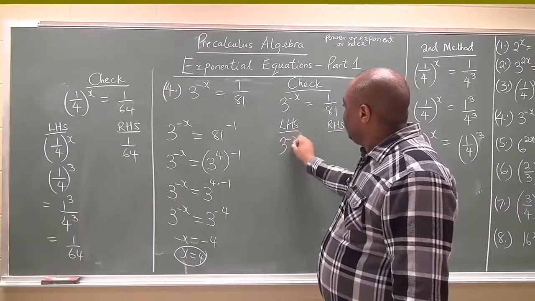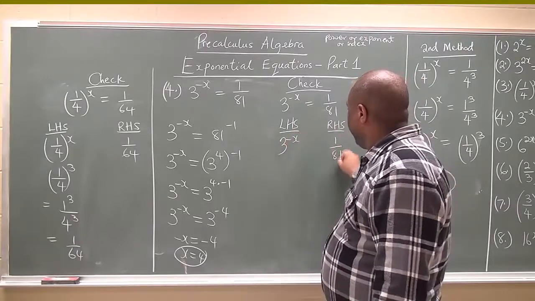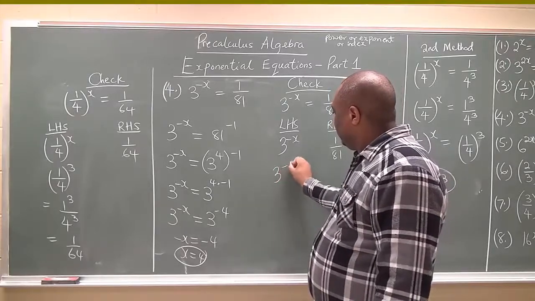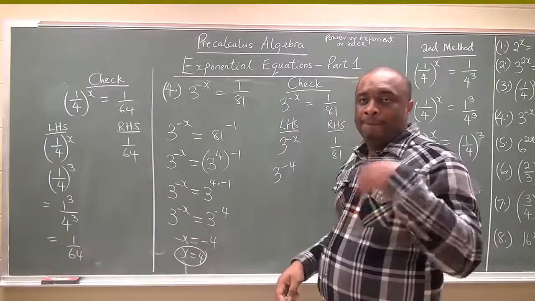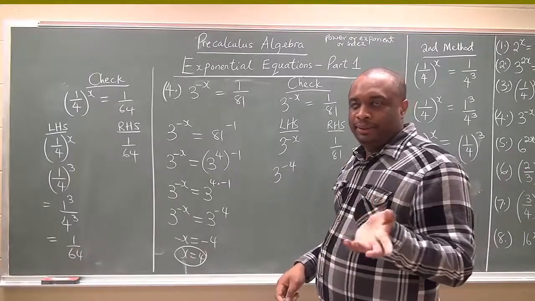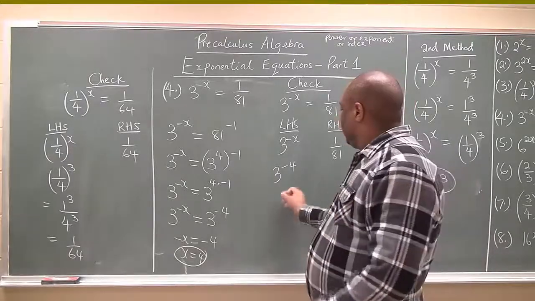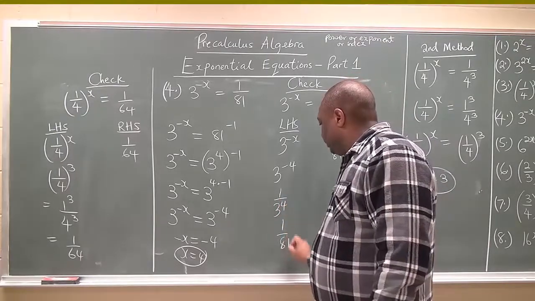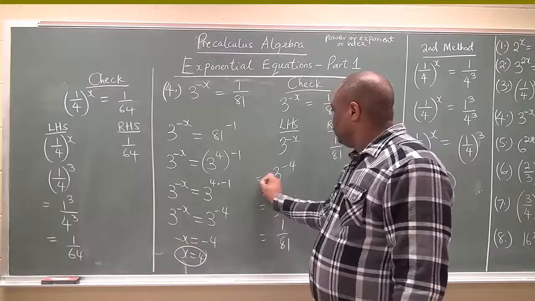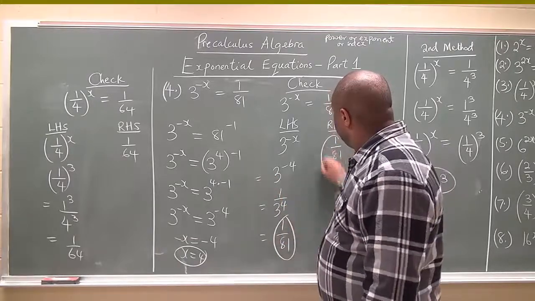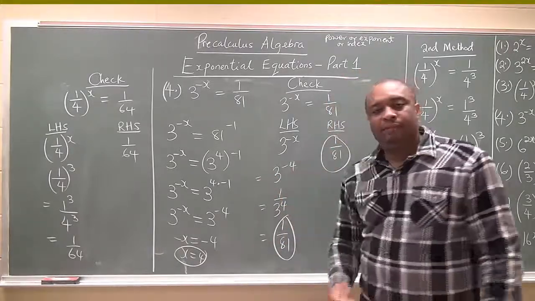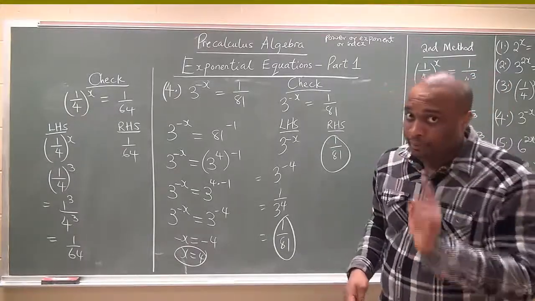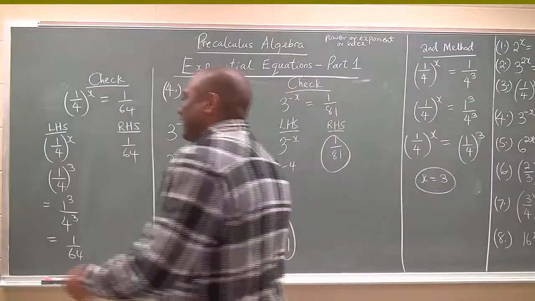Left-hand side is 3^(-x). Right-hand side is 1 over 81. Here, our x is 4, so 3^(-4). With your laws of exponents on negative exponents, this means 1 over 3^4, which is 1 over 81. So, 1 over 81 on your left, 1 over 81 on your right. You can drink some tea, but don't join the tea party.